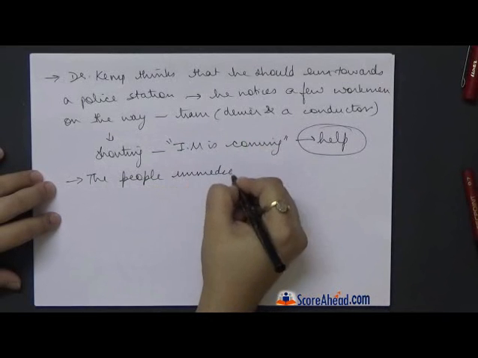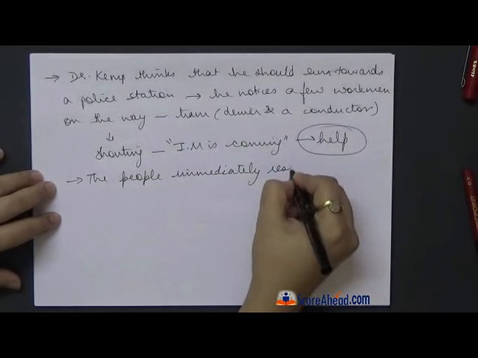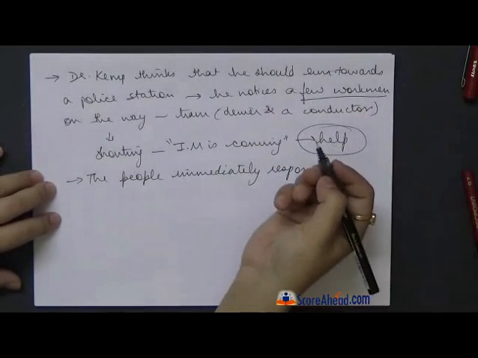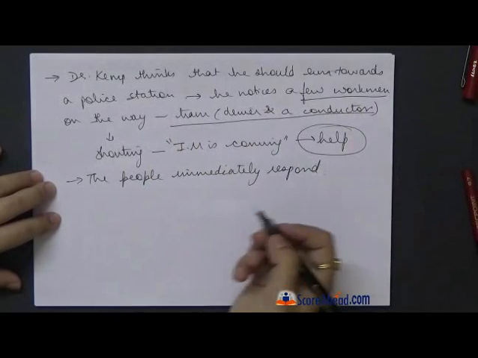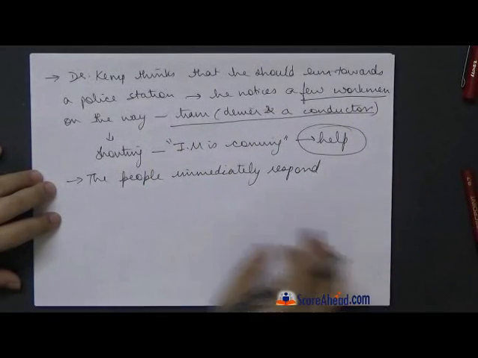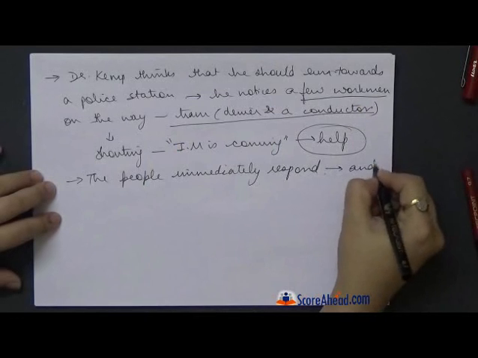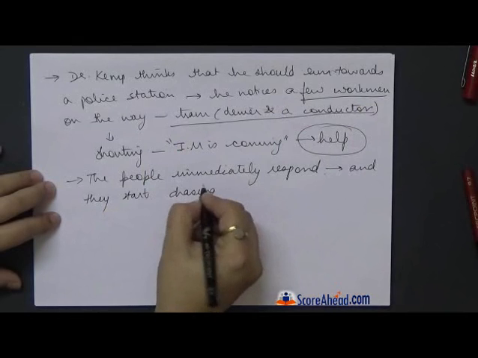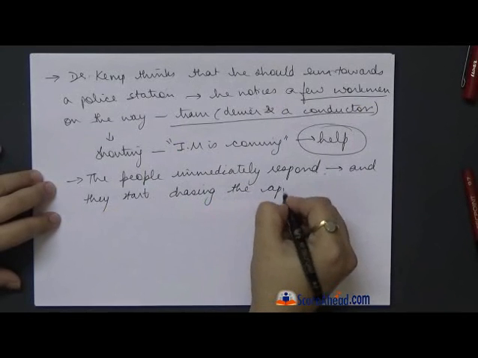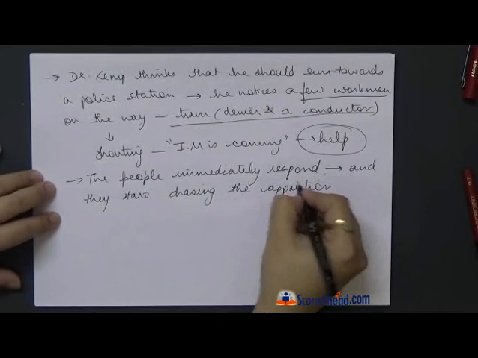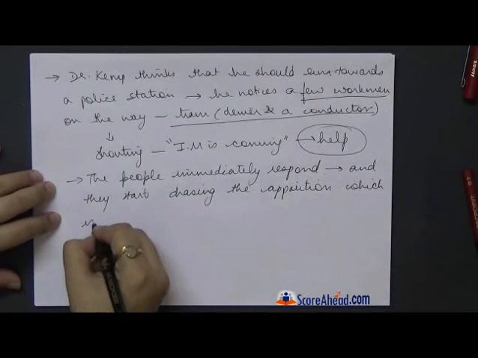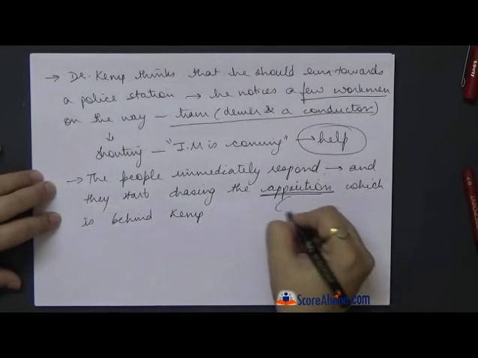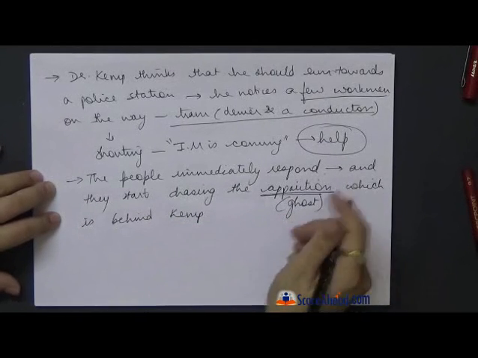immediately respond. These people, the workmen, as I have told you, there were some workmen working on the road. There is a tram with a driver and another person, and so these people immediately respond and they start chasing the apparition which is behind Kemp. What is an apparition? An apparition is like a ghost. It is some kind of shadow.